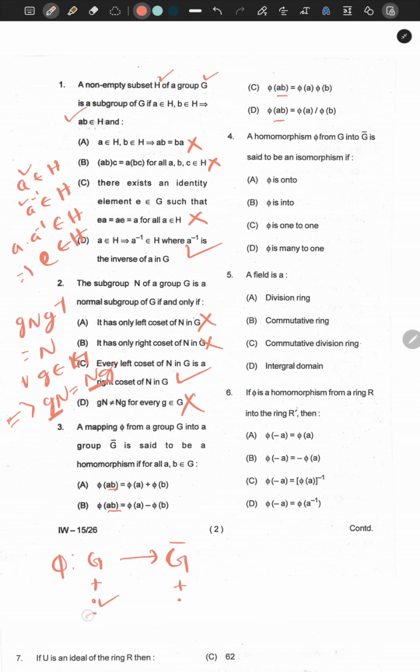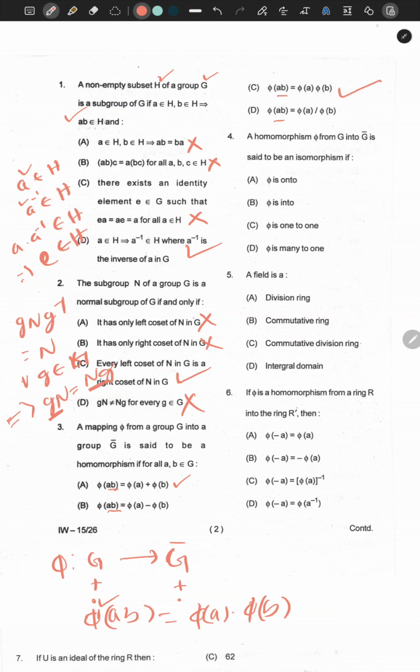So we can apply the definition of homomorphism: phi of AB equals phi of A dot phi of B. But here one thing is, if G bar is a group under addition, then option A would be true. But from the formal definition written in the book, that phi of A dot B equals phi of A dot phi of B, option C is the correct answer. But this question is not clear, because they are not mentioning which operation is in G and which operation is in G bar. But from the point of view of the book, the answer is C.